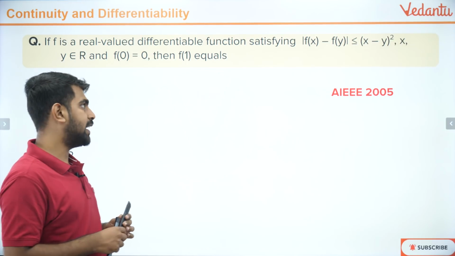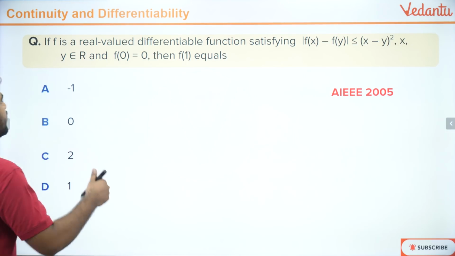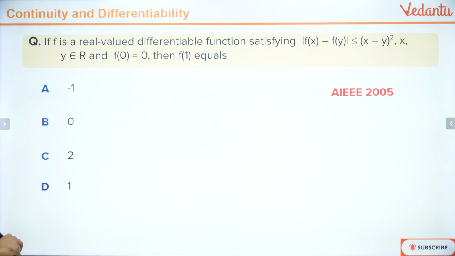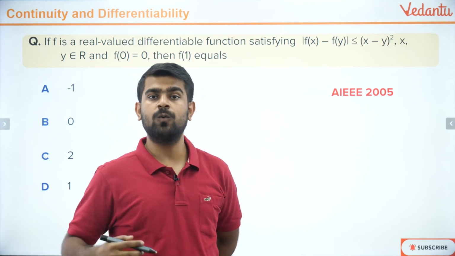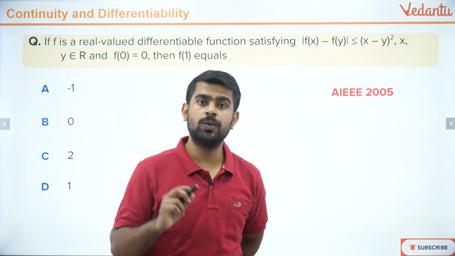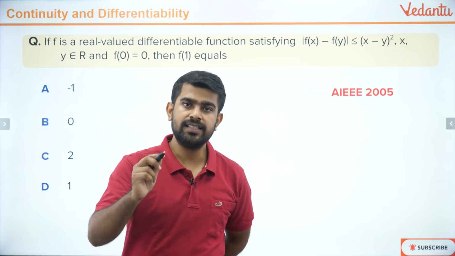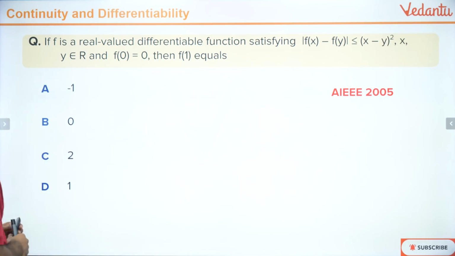You can think of it like that. And your f of 0 is 0. Okay, these are the pieces of information provided to me. Now I have to figure out what is the value of f of 1. That is the question which is asked. Okay, let's try to break it down and solve it.